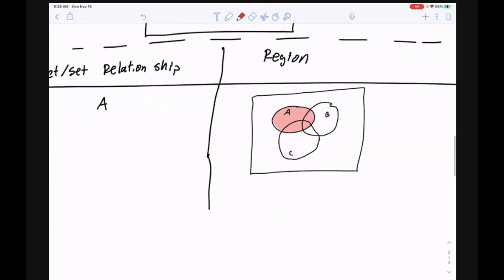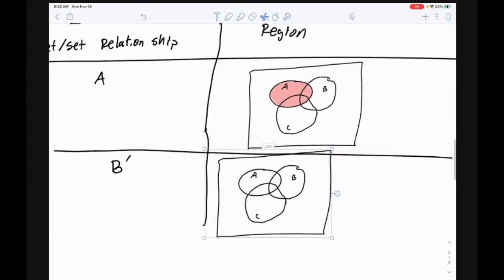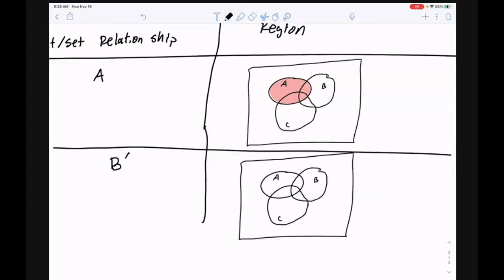Okay. What happens if I say this? That's everything that is not in B. Everything that is not in B. Perfect. So that's everything around B.